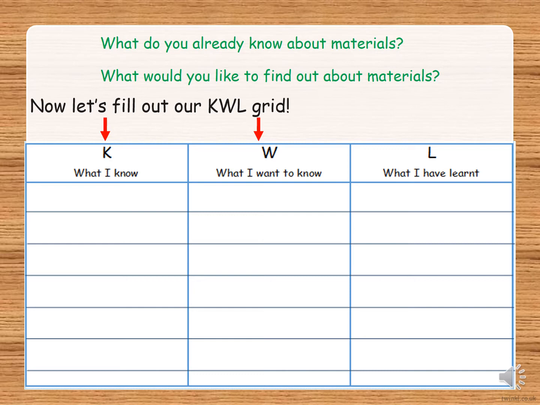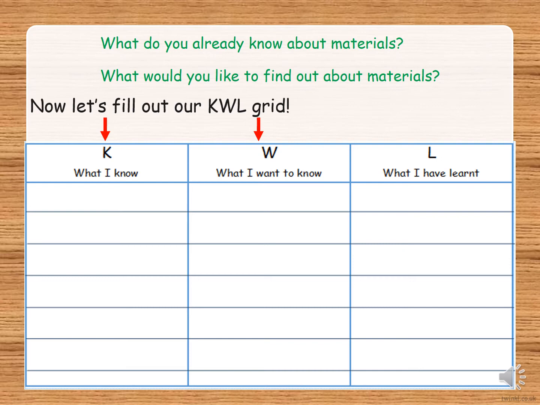Okay, so now you have written all the different things you know about the uses of materials, and Year 2, I know that you know so much about it. Now, this is where you get really, really creative. This is where you think of all the different things you want to know about the uses of materials. So before, I said that I know that glass is used for windows because you can see through them.